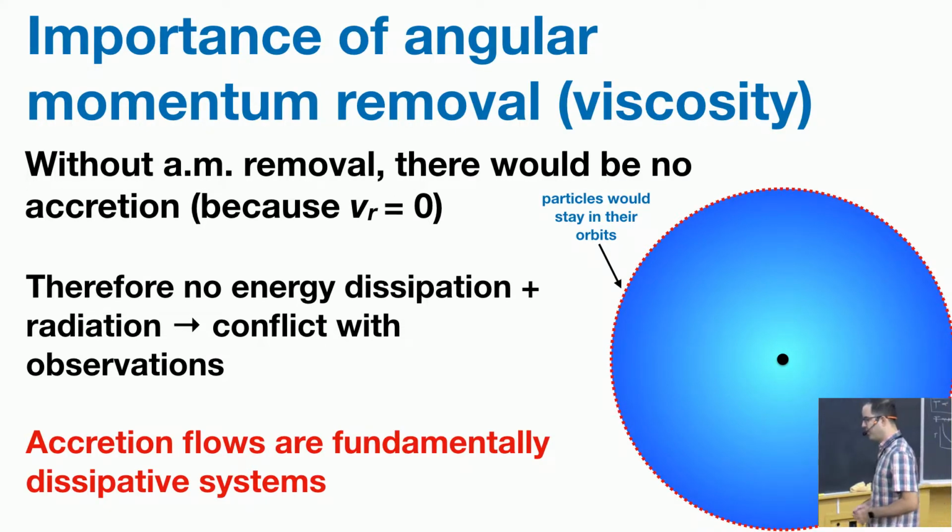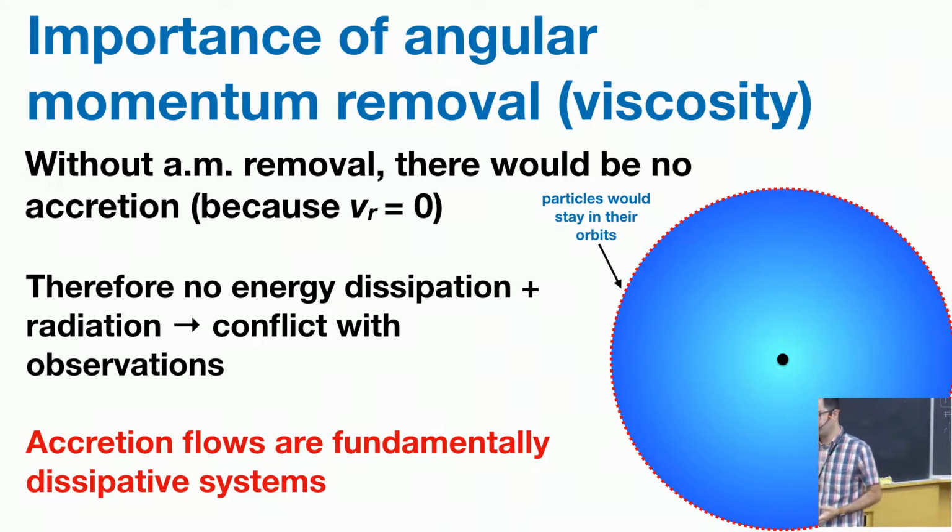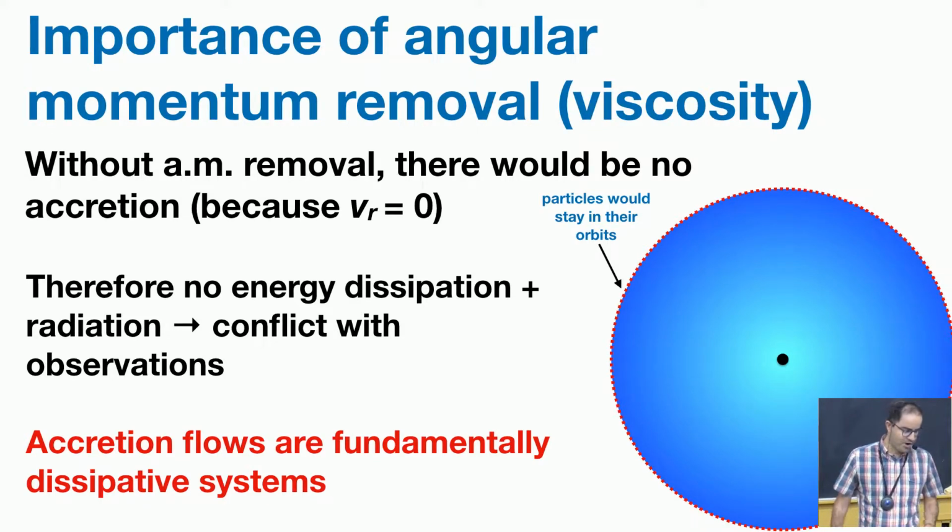The point here, which is a simple point, is that accretion flows are fundamentally dissipative systems, okay? They are dissipating energy. You need a process to remove the orbital energy. Otherwise, this is in conflict with observations of several systems, such as quasars and compact objects in binary systems in our galaxy. So therefore, we need to talk a little bit about hydrodynamics and turbulence when we talk about black hole accretion disks.